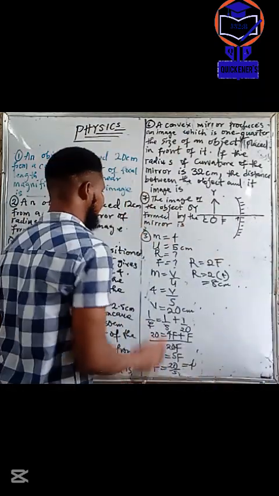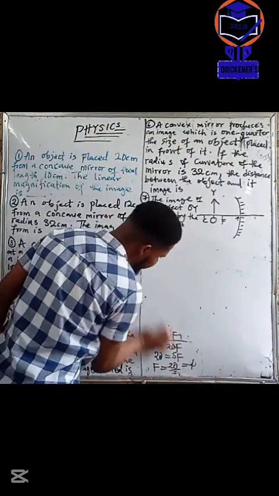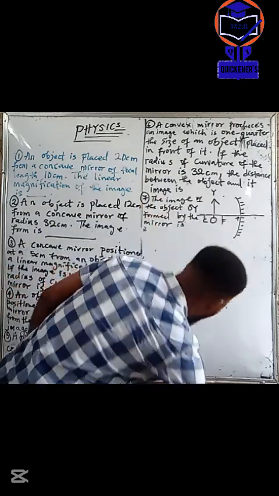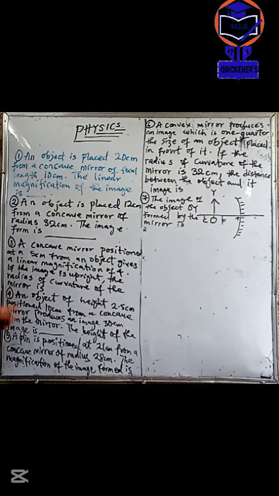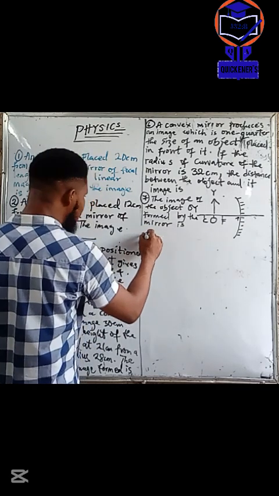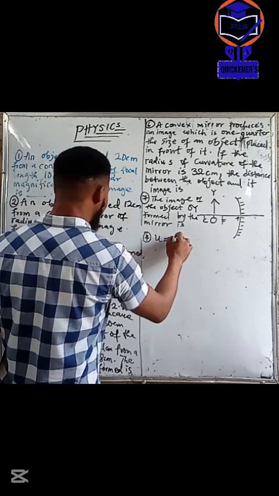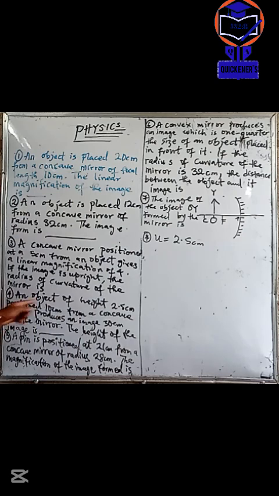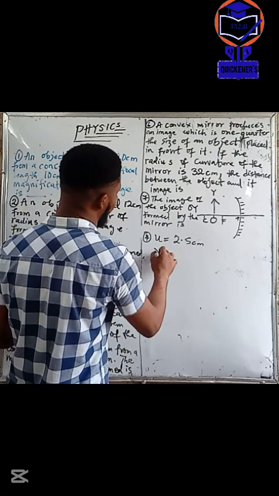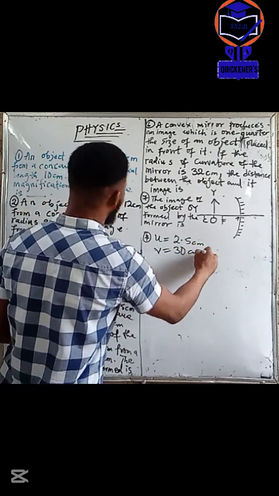So now let's continue. Sorry, I think it is the fourth question now. Number 4: an object of height 2.5 centimeters is positioned 10 centimeters from a concave mirror, and this produces an image 30 centimeters from the mirror. Thirty centimeters from the mirror.